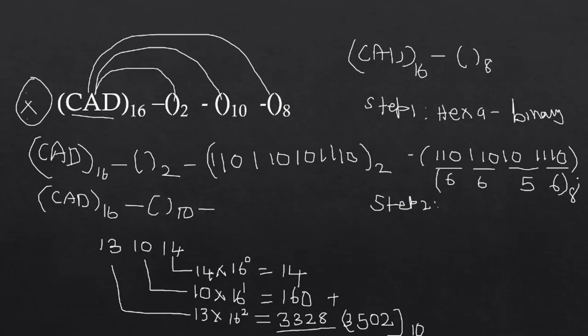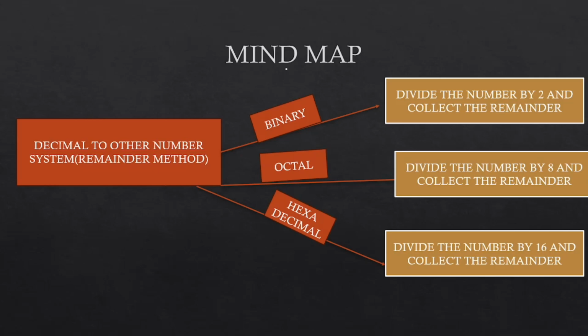Okay, and next one, the mind map, as I told you, it's very easy for you to remember. So the first mind map is how can you convert decimal to other number system. Other number system: binary, octal and hexadecimal. That you have to remember. It is called the remainder method. Remainder method means: if it is binary, divide the number by 2 and collect the remainder. After that you have to write the sum from bottom to top. And again the octal number, divide the number by 8 and collect the remainder, and bottom to top, you have to write the answer. Hexadecimal also, divide the number by 16 and collect the remainder. This is what you have to do for decimal to other number system.